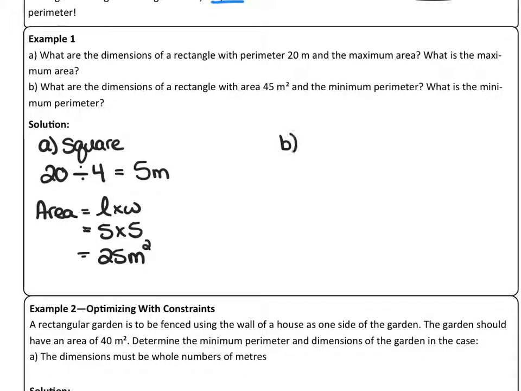Let's look at B. It's a little bit different. What are the dimensions of a rectangle with area 45 meters squared and minimum perimeter? Minimum perimeter, again, I'm going to think square. Now, our rectangle or square has an area of 45 meters.